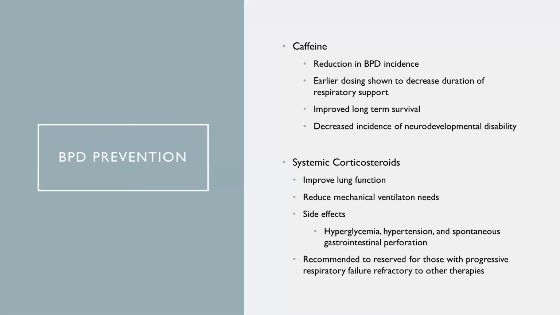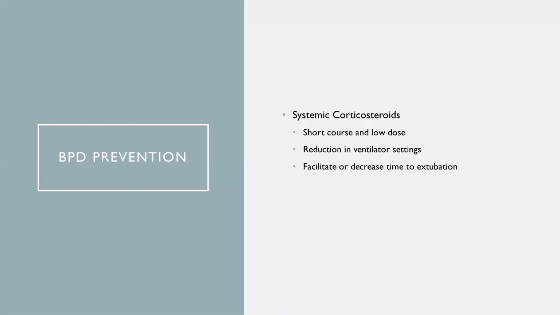Systemic corticosteroids can also be used to improve lung function and reduce mechanical ventilation needs, and the side effects of systemic corticosteroids are hyperglycemia, hypertension, and spontaneous gastrointestinal perforation. It is recommended to reserve systemic corticosteroids for those patients with progressive respiratory failure that is refractory to other therapies. Continuing on with this, it is preferred that a short course and the lowest dose is used. They provide us with reduction in ventilator settings and decrease time to extubation.